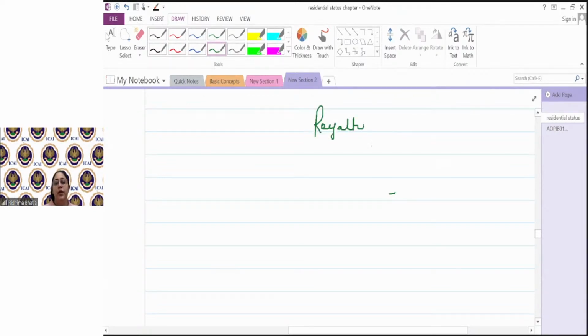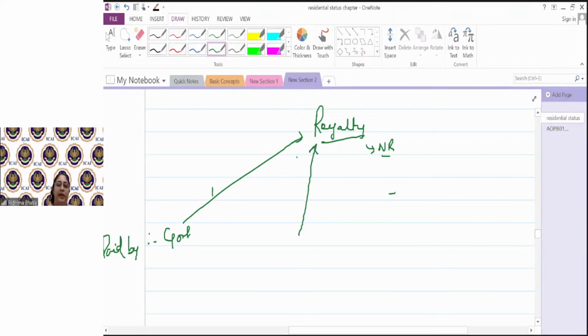Same, who is getting the royalty? A non-resident. Because if a resident is getting the royalty, it is anyway taxable. For a non-resident or RNOR we have to see when it is deemed to accrue in India, right? So if the royalty is paid by Government of India, it would always be taxable in the hands of non-resident. Next, if the royalty is paid by a resident, it will always be taxable in the hands of non-resident.